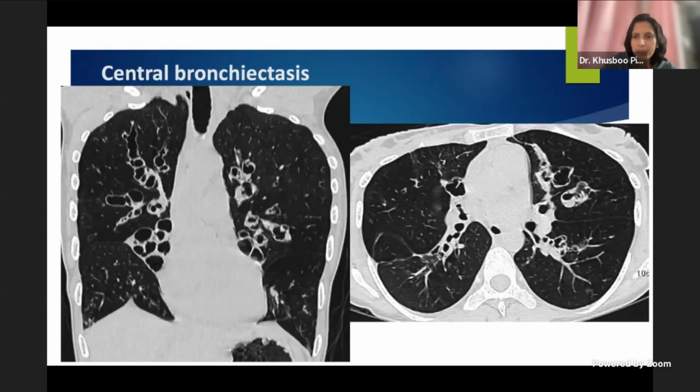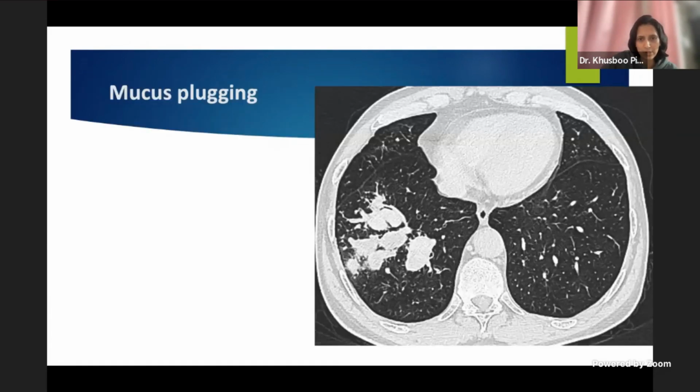So this is the very typical bronchiectasis that you see in a patient with ABPA. If you see such a picture, central bronchiectasis, upper lobe predilection, in a known patient with asthma, this is highly, highly suggestive of allergic bronchopulmonary aspergillosis.